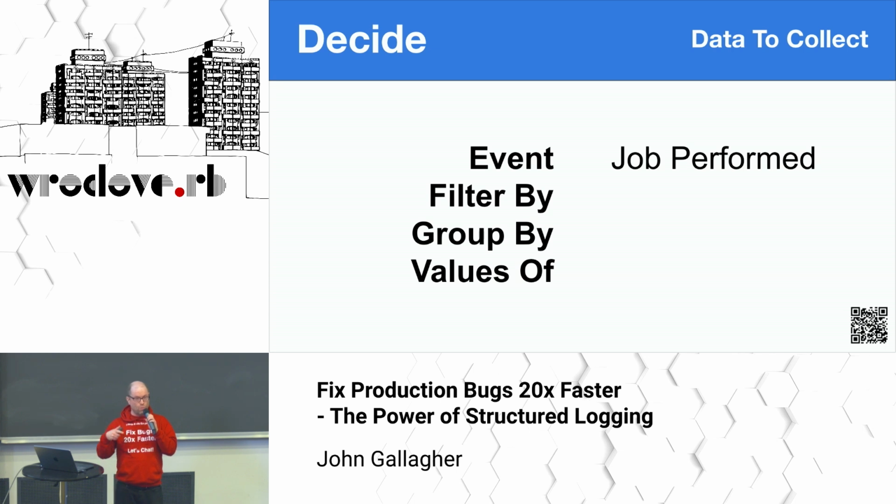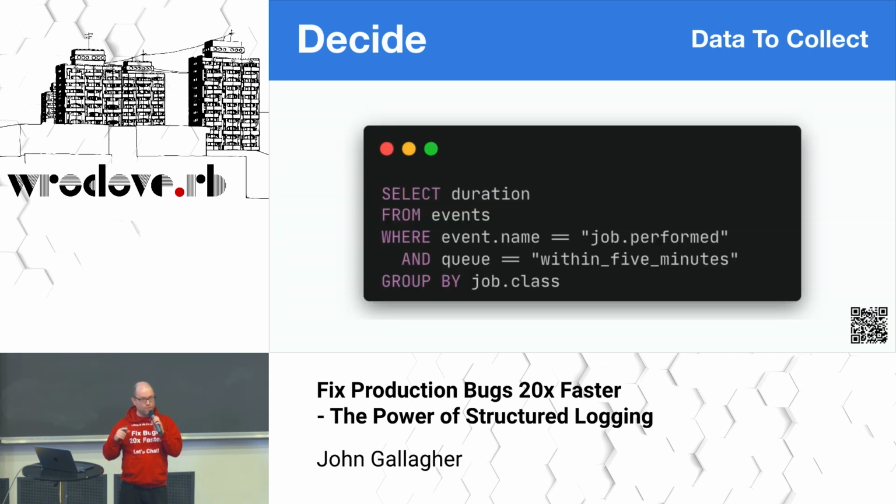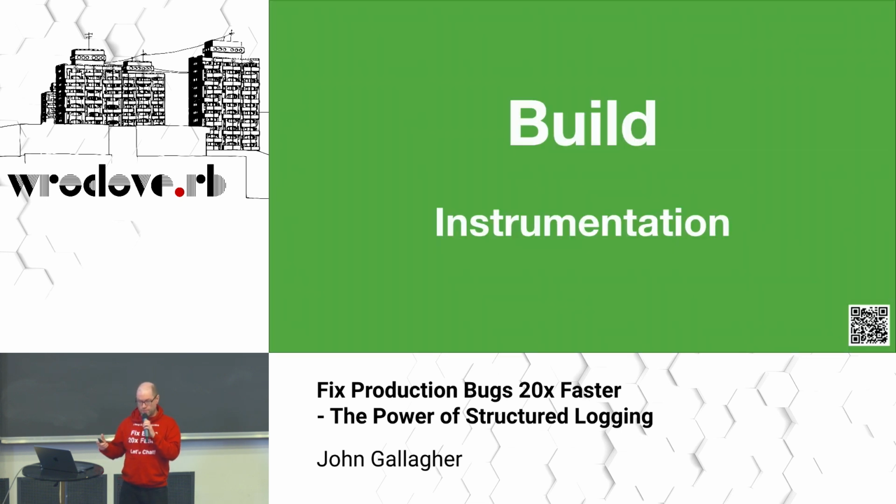So the event is when any job has been performed. We want to filter by the job queue. So we want to see all the jobs performed within a certain queue. We want to group it by job class, and we want to see the aggregates of the duration. So that means we can see the duration per job class in that queue. And if all of this seems a bit overwhelming, I like to convert it to SQL. It's really just a SQL statement that you're writing on events.